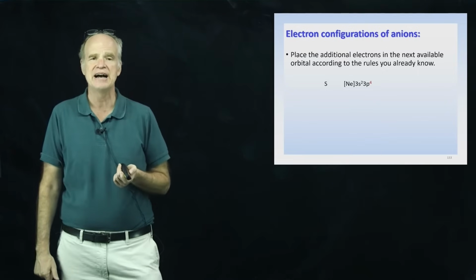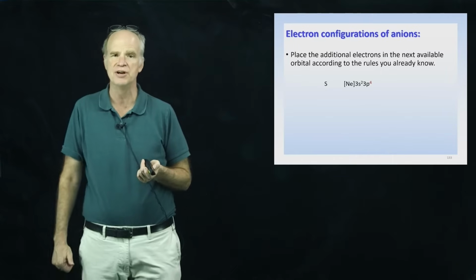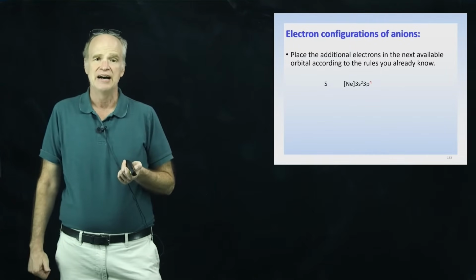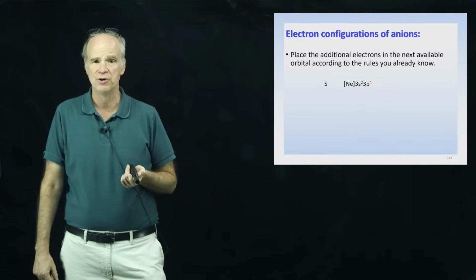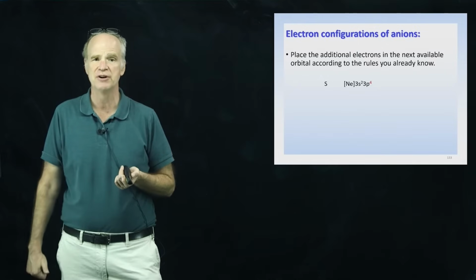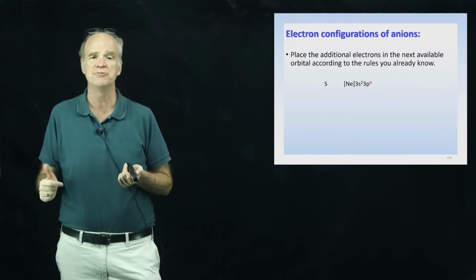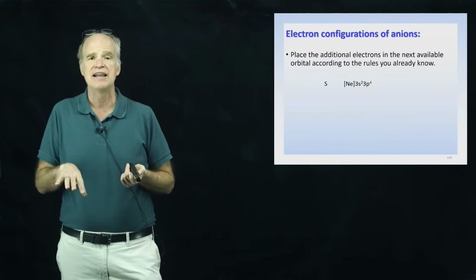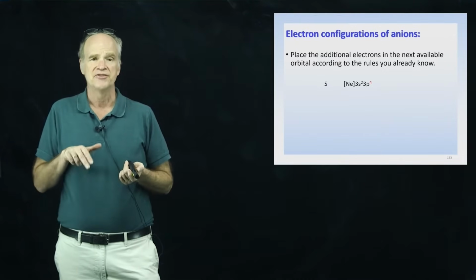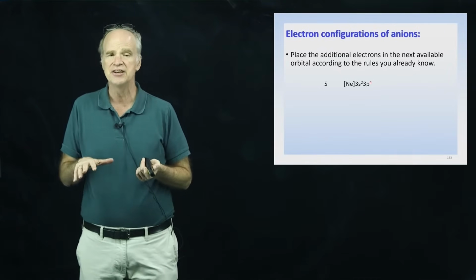So here I have an electron configuration of sulfur, and you can see it's an abbreviated form because I wrote in the symbol for neon to indicate that sulfur has neon's electron configuration of 10 electrons. Neon is, you might remember, 1s2, 2s2, 2p6. And then in addition to that, it has other electrons. It has 2 in the 3s and 4 in the 3p. So that is the configuration of sulfur.